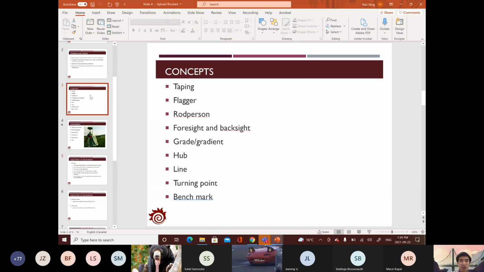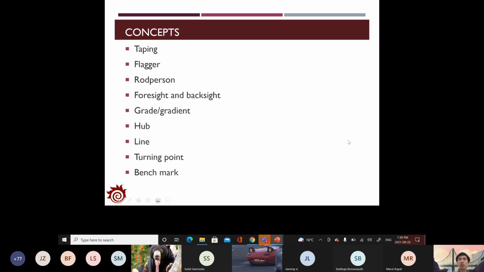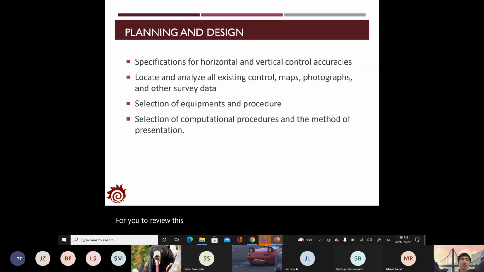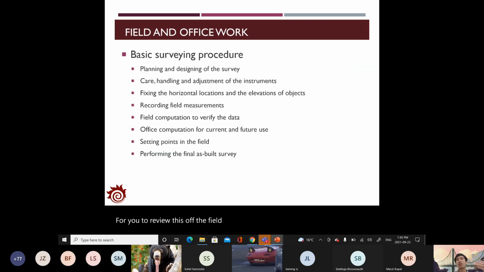Last week we had a brief introduction about the field practice, and it would be good for you to review the field practice procedure again, as you have already conducted the first lab experiment. Basically, we have some standard procedures for you to conduct the surveying.